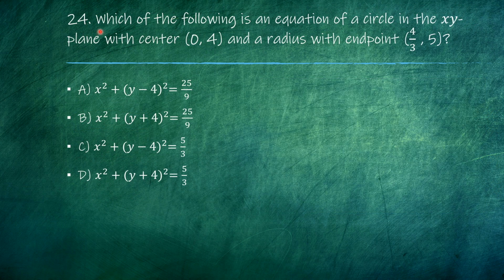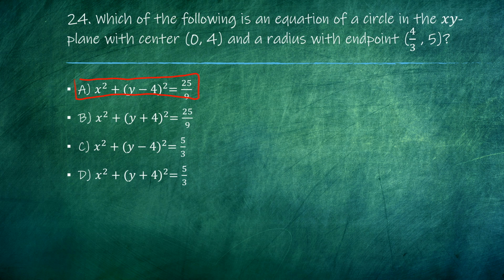Question 24. Which of the following is an equation of a circle in the xy plane with center (0, 4) and a radius with endpoint (4/3, 5)? Go ahead, pause this video and try to solve it. The answer is A.